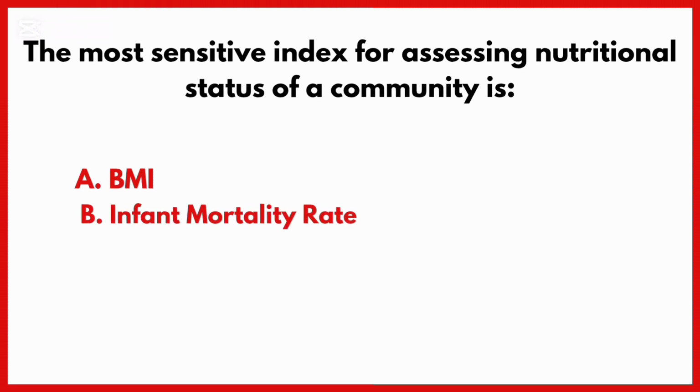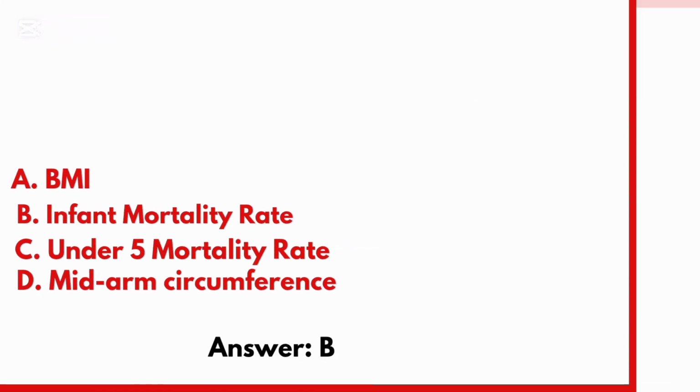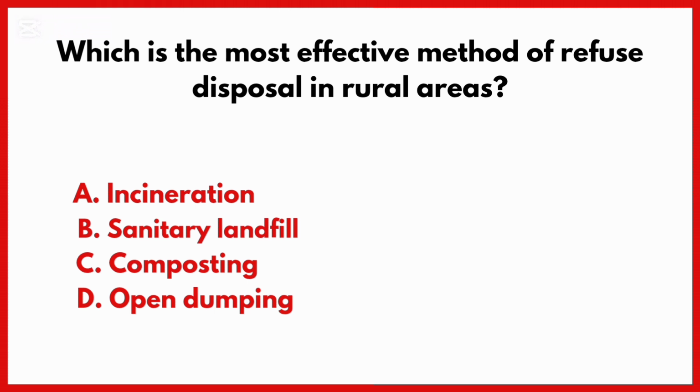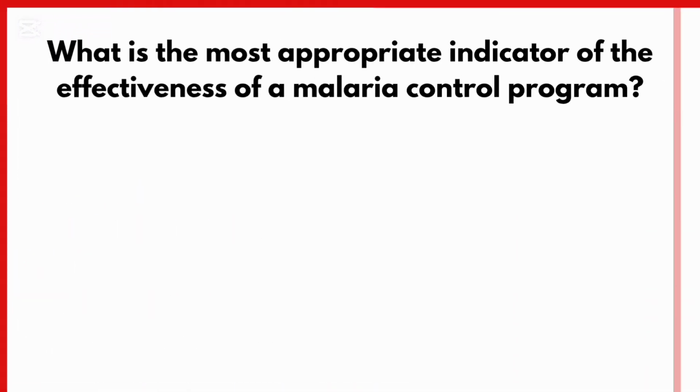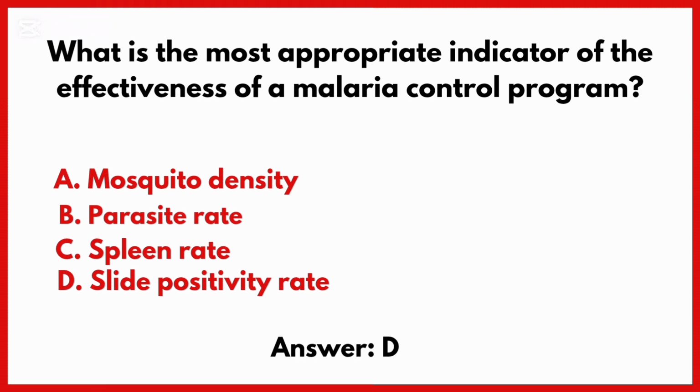The most sensitive index for assessing nutritional status of a community is. Correct answer is option B, infant mortality rate. Which is the most effective method of refuse disposal in rural areas? Correct answer is option C, composting. What is the most appropriate indicator of the effectiveness of a malaria control program? Correct answer is option D, slide positivity rate.